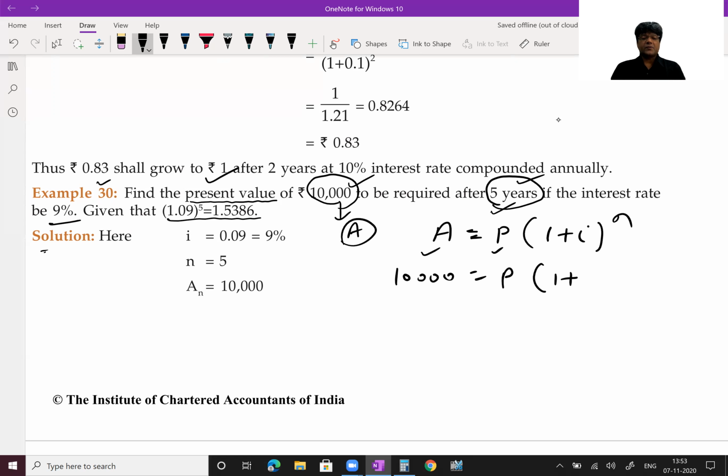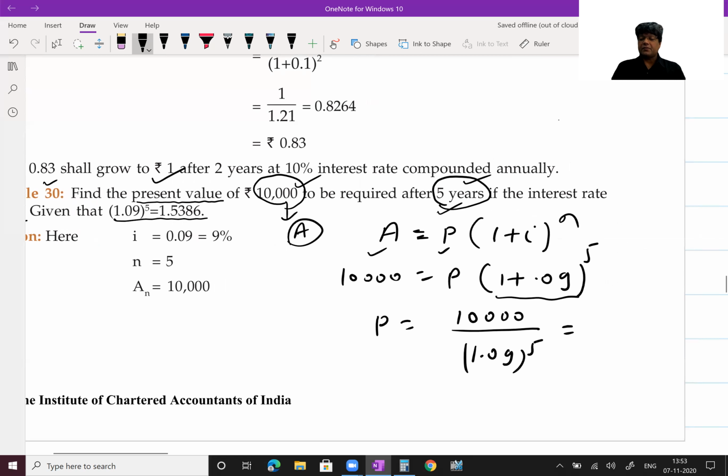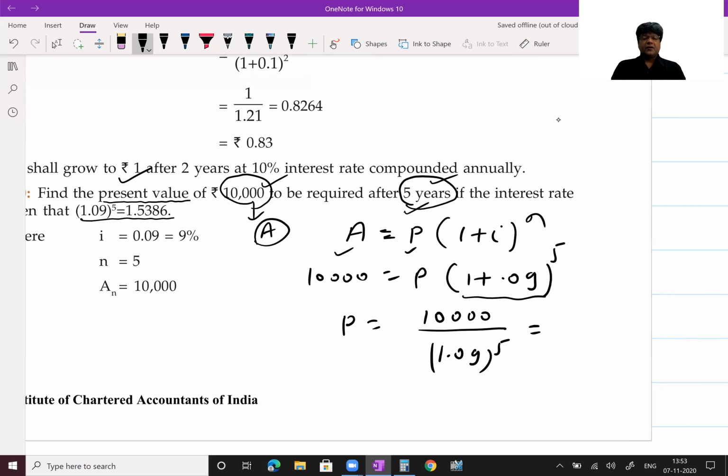1 plus I. I is how much? 0.09. After how many years? 5 years. Simple. You solve this and get the answer. So from here P is equal to 10,000 divided by 1.09 to the power 5. And you don't use your calculator because the value is supplied by the question. 1.09 to the power 5. That will be 10,000 divided by 1.09 to the power 5, which is given as 1.5386, and now use the calculator.